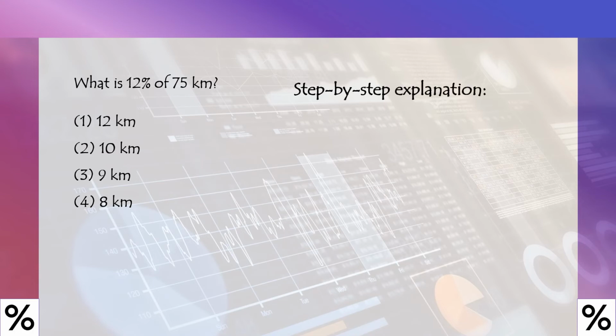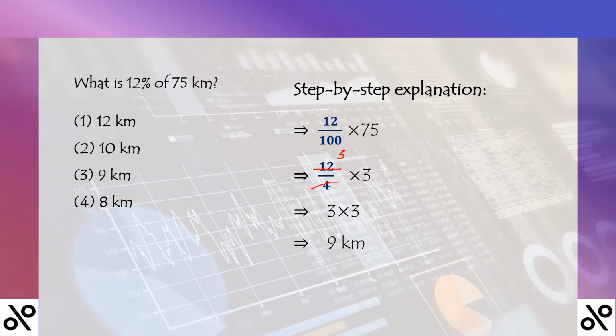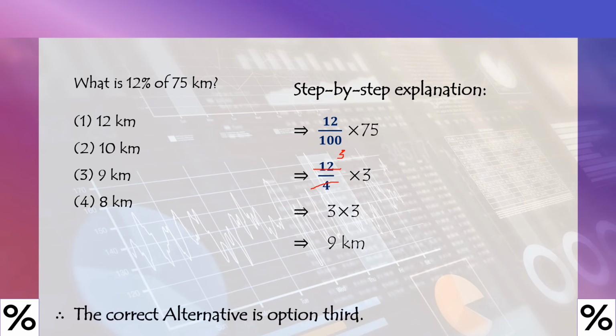First thing, you will convert 12 percent and write it down as 12 upon 100 into 75. Okay, so 12 upon 100 into 75, when you cancel it, you will get 12 upon 4 into 3. Again, if you cancel, 4 ones are 4, 4 threes are 12, right? You will get 3 into 3. 3 into 3 is how much? 9. 9 kilometers is the correct alternative. So the correct alternative is option number 3.